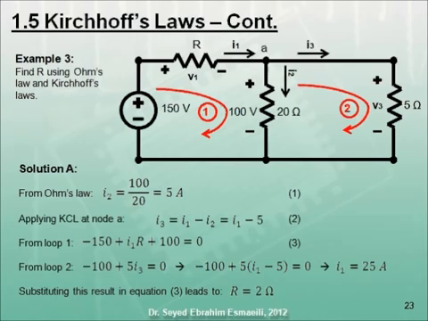5 amps. Applying KCL at node A and assigning a positive sign to currents leaving the node gives I3 equals I1 minus I2 equals I1 minus 5.